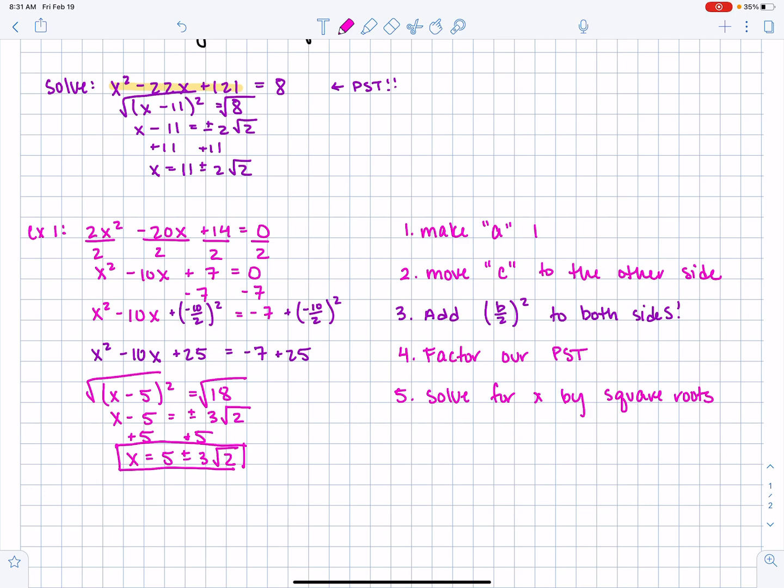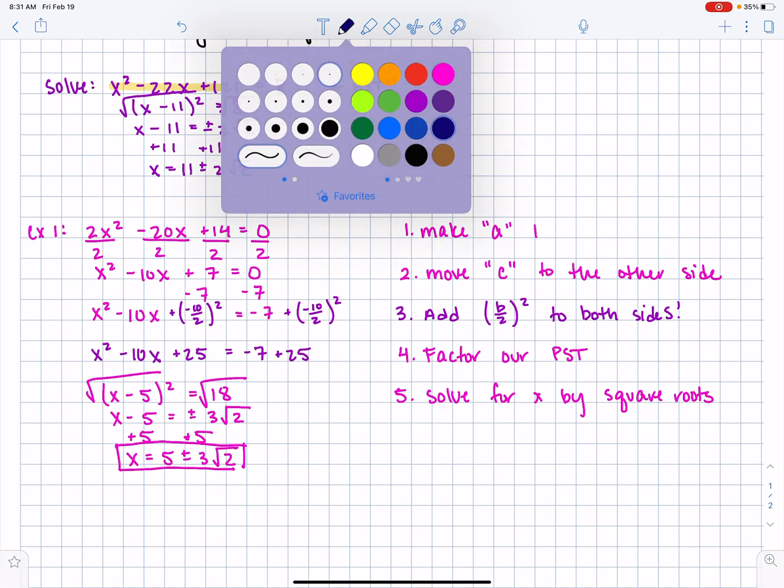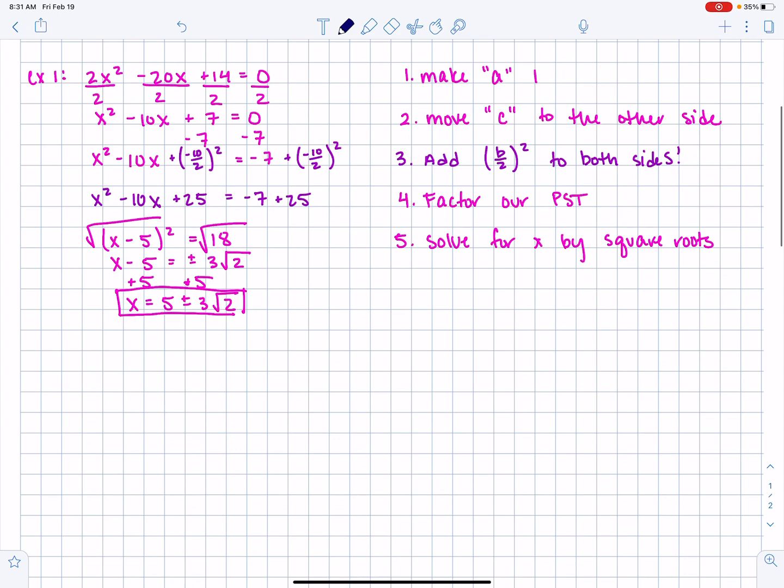So what I'm going to ask you to do is pause the video and try this one on your own, and then press play and see if you did it correctly. So example 2 for us is going to be x squared plus 8x minus 5 is equal to 0. So you can go ahead and press pause.